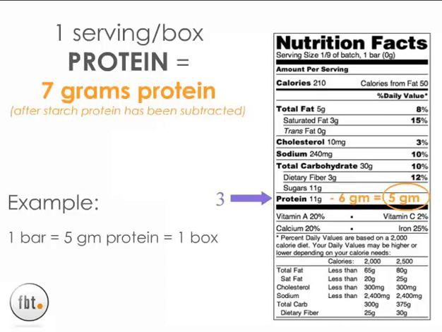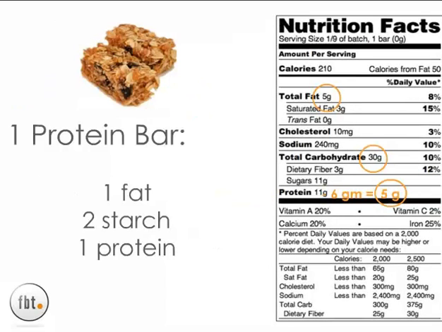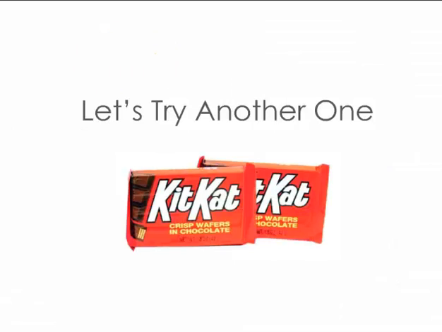If there was just 3 or 4 grams left, then I could count that as half a serving. But because it gets bumped up to 5, I'm going to go ahead and count that as a full serving of protein. So in summary, if I eat my 1 protein bar, we can see that the total fat would be 5 grams of fat. I would take in 30 grams of carbohydrate and an extra 5 grams of protein. So based on those numbers, I'm going to count it as 1 serving of fat, 2 servings of starch, and 1 serving of protein. Let's try another example.